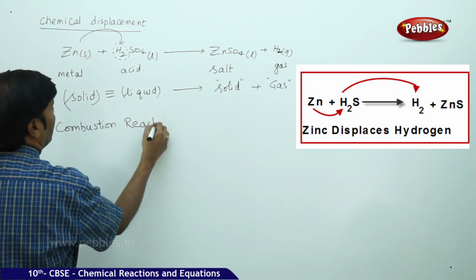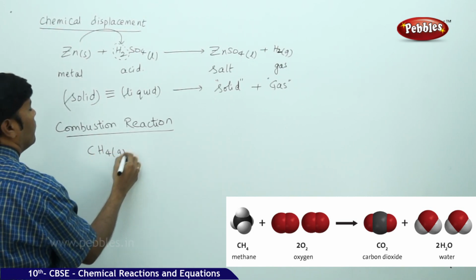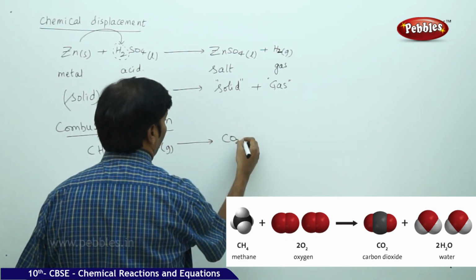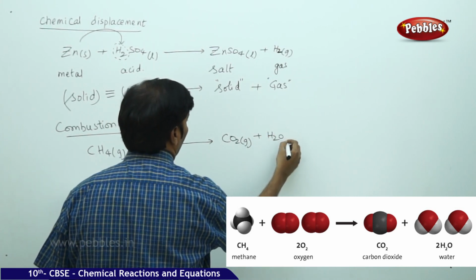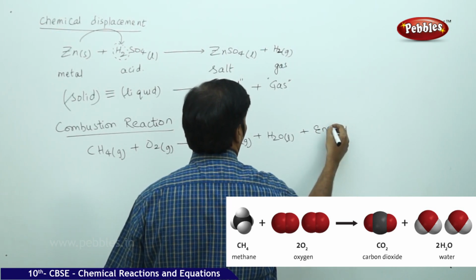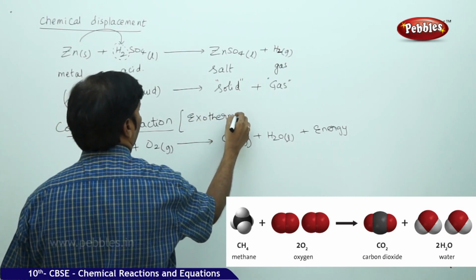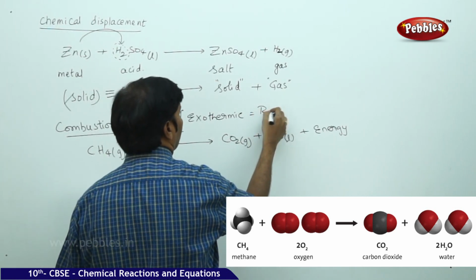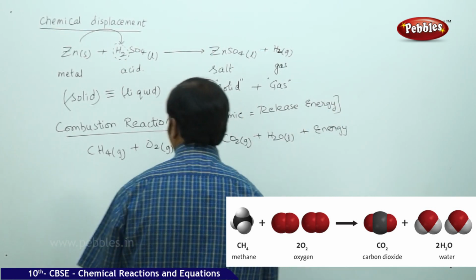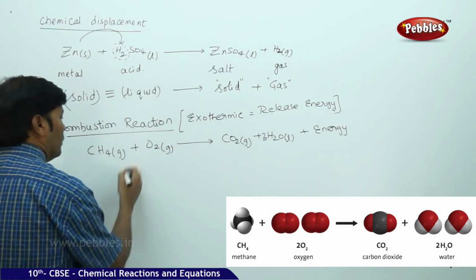Combustion reaction. If you go for a combustion reaction, suppose I am taking CH4 gas plus oxygen gas gives rise to carbon dioxide gas plus H2O liquid plus energy. Because all combustion reactions are exothermic in nature, they release energy. To balance the equation, we can take 2 molecules here, 2 here.